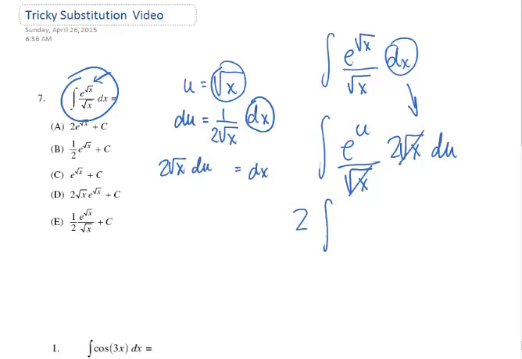The 2 will come outside the integral. You're just integrating a nice simple case of e to the u, and when we integrate that, we get e to the u again multiplied by 2 plus a constant. We have to replace our substitution: 2e to the root x plus c, and now I am looking for 2e to the root x plus c. That would be choice A.